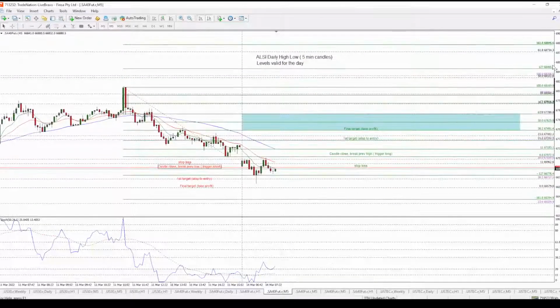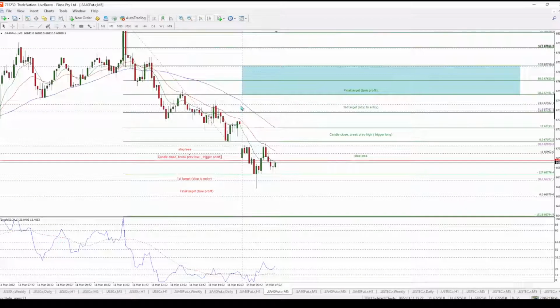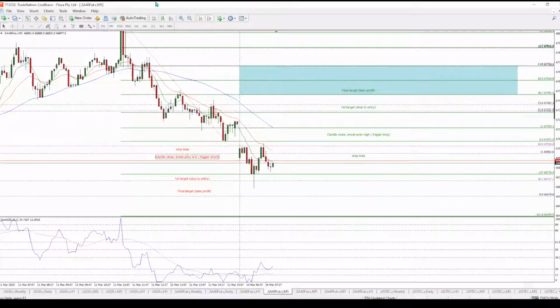Weekly high low for the ALSI. Trend is down in the 5 minutes, 50 above 21 above 8, stochastic and signal line both trading below 38.2. You can also see this morning, since we've opened, resistance still remains at 50 of weekly high low. That is the resistance we are facing at the moment.